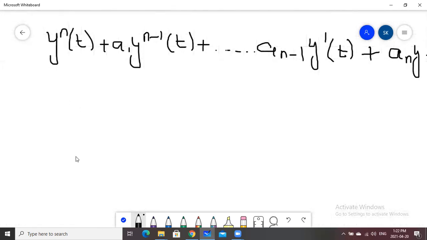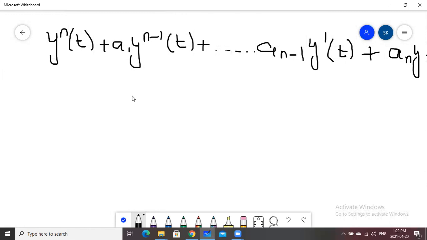So this equation is of order n because the nth derivative is the highest order derivative. It is linear because the dependent variable y appears in the first degree, and there is no product term in which y and any of its derivatives are multiplied.